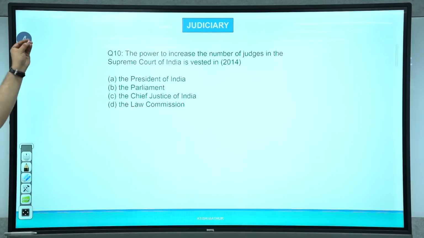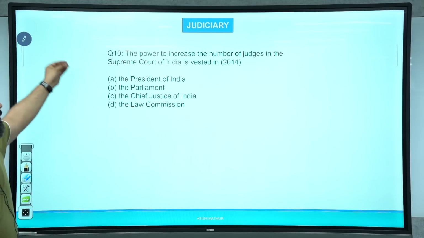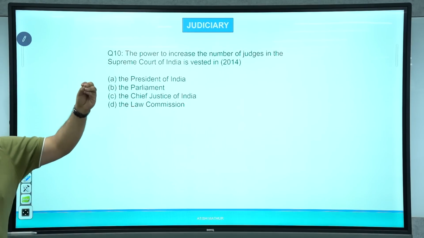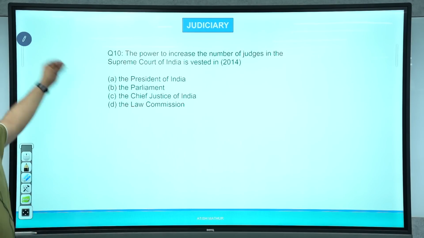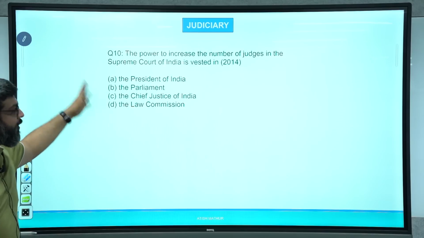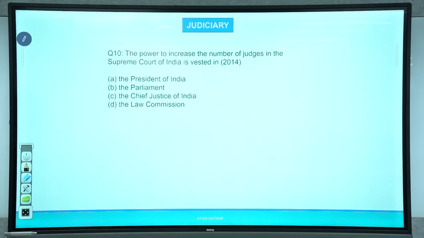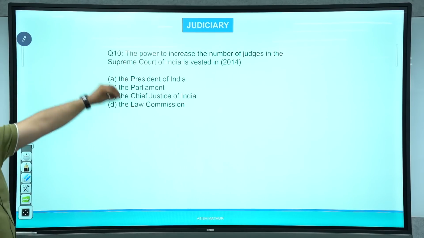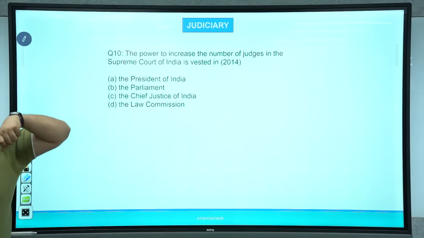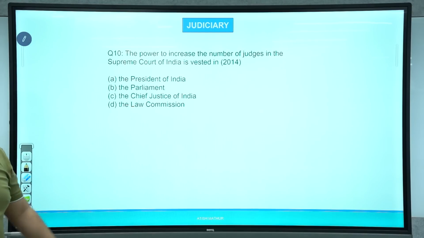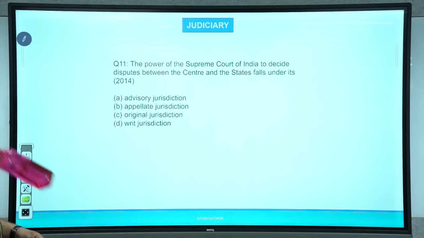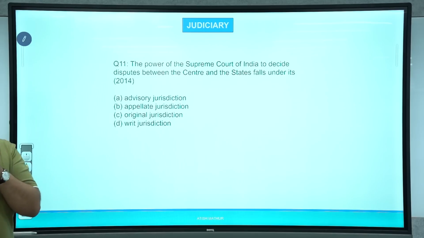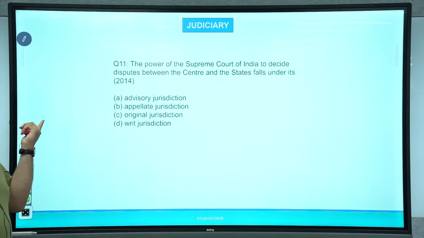The power to increase the number of judges in the Supreme Court of India is vested in: President, Parliament, Chief Justice, Law Commission. Parliament. The power to increase the number of judges in the High Court would have been... Good. The power of the Supreme Court to decide disputes between center and states falls under advisory, appellate, original, or writ jurisdiction.